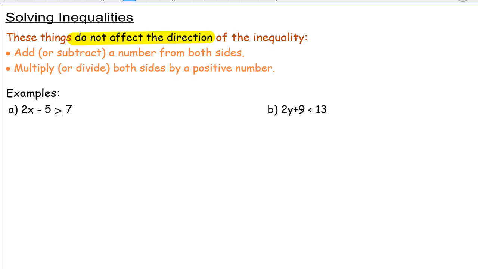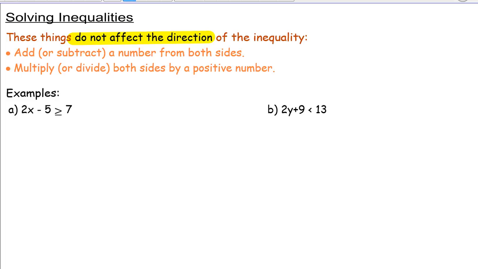Another thing is if you multiply or divide both sides by a positive number, that does not affect the direction of the inequality. So what do I mean by that? Let's start by solving. Now, when you're solving inequalities, just use the same process that you'll use when you're solving linear equations.